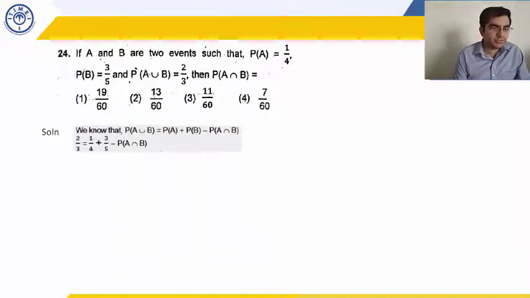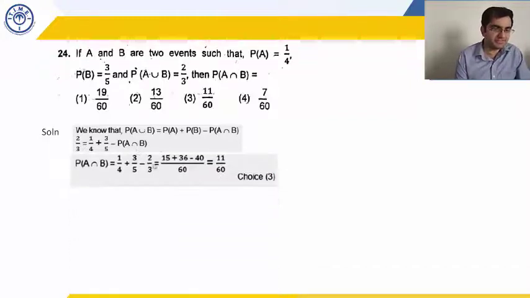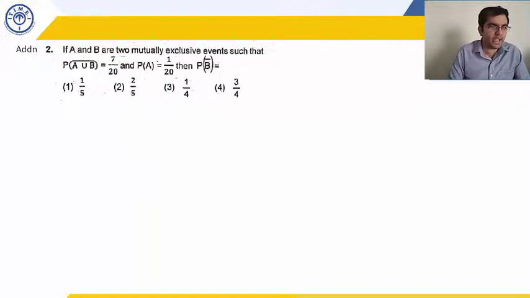Okay, again you use the formula P of A union B is P of A plus P of B minus P of A intersection B. So you get 2 by 3 is equal to 1 by 4 plus 3 by 5 minus P of A intersection B. Solve and put in the values, simplify, you get the answer as option number 3, that is 11 by 60. Okay, again, easy, straightforward question.